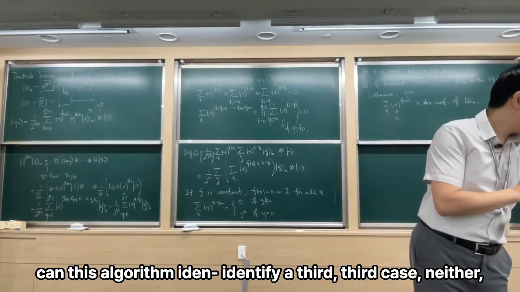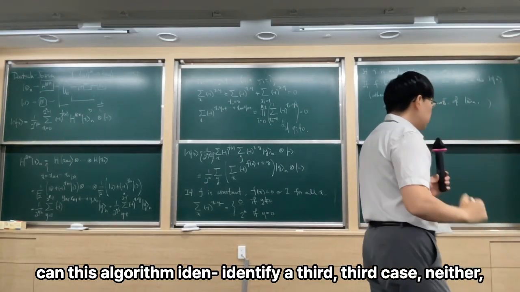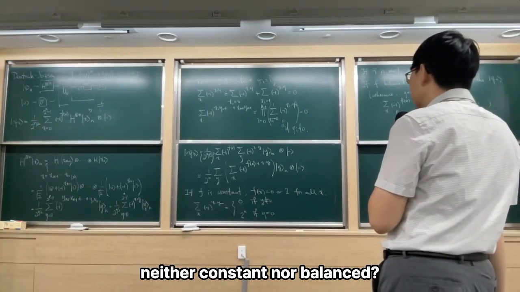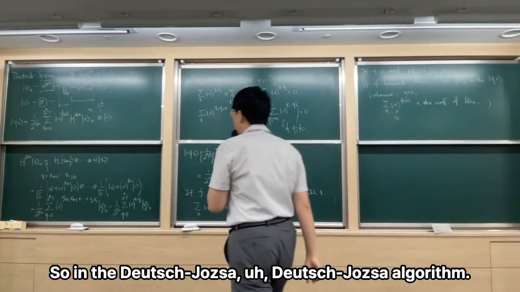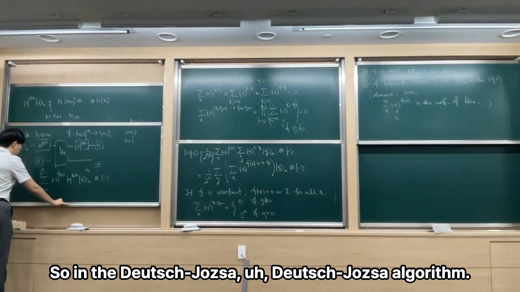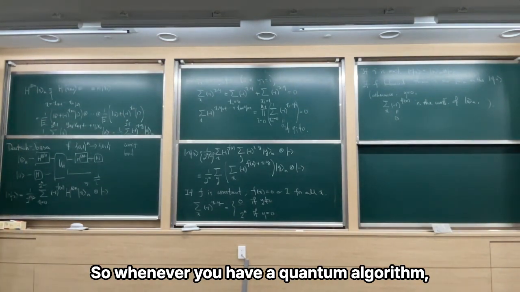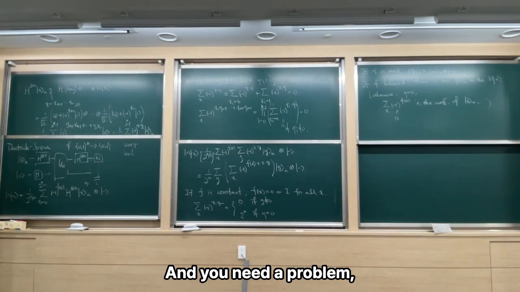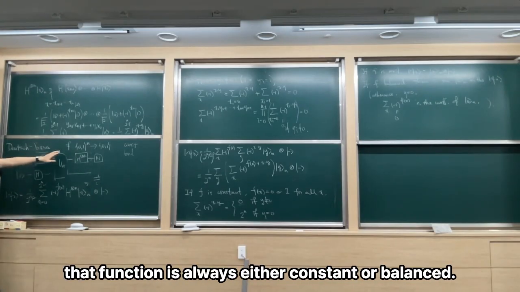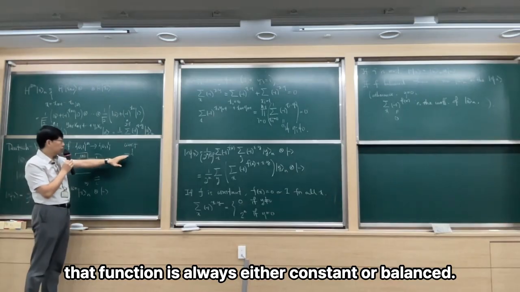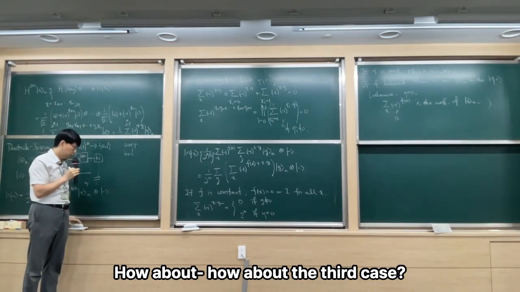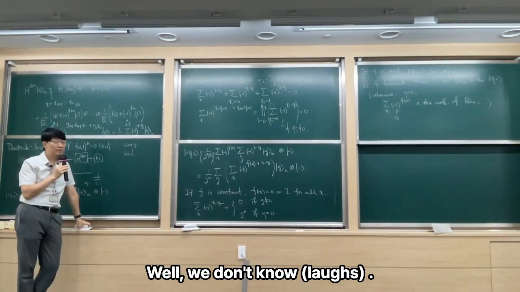Professor, can this algorithm identify the third case, neither constant nor balanced? So in the Deutsch-Jozsa algorithm, whenever you have a quantum algorithm, you need a circuit and you need a computational problem. The Deutsch-Jozsa problem assumes that the function is always either constant or balanced. How about the third case? Well, we don't know.